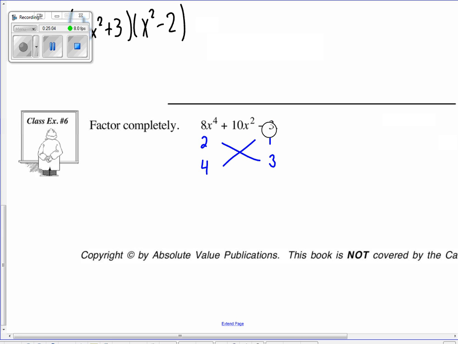So let's try switching them. Does that work? 2 and 12. Negative 1. Beautiful. Okay. What does it factor to then?